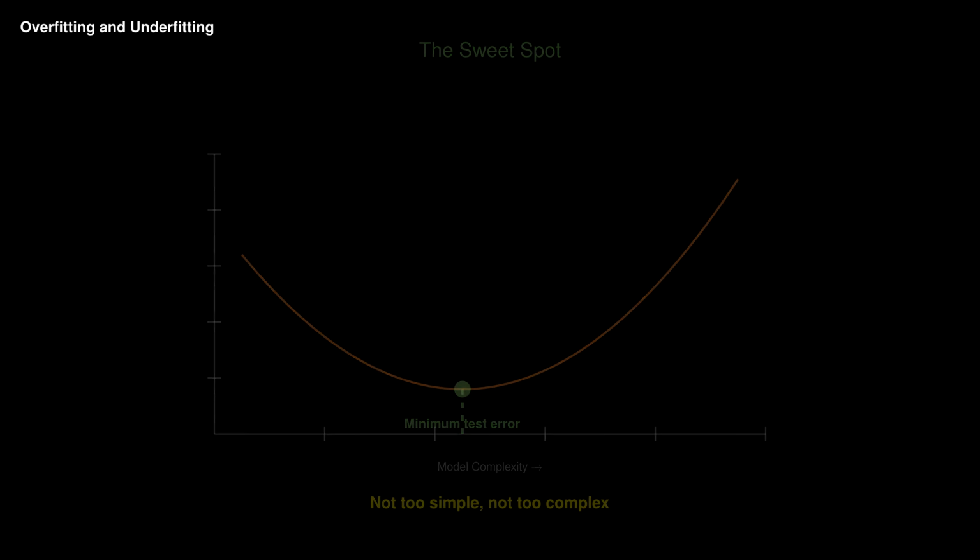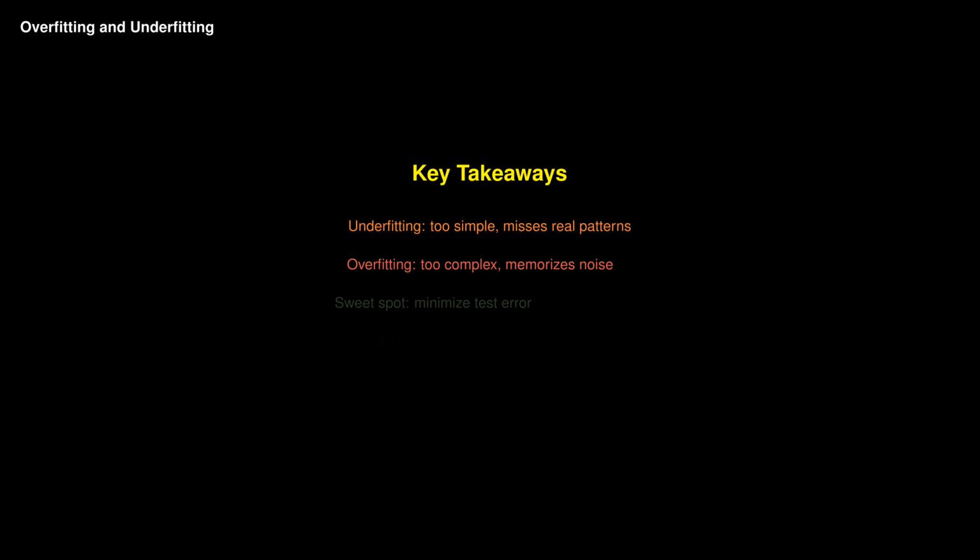So remember, underfitting means your model is too simple and misses real patterns. Overfitting means your model is too complex and memorizes noise. You want the sweet spot in between where test error is minimized. Next, we will dig into exactly why models make errors, breaking it down into bias and variance.